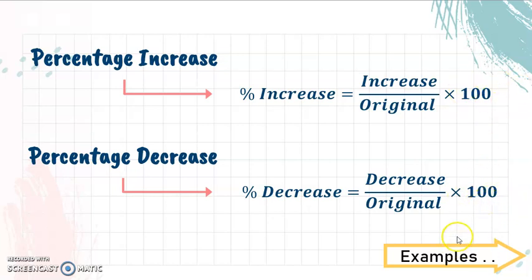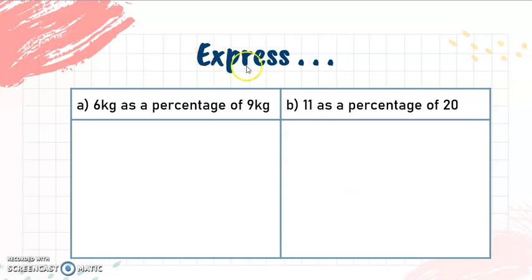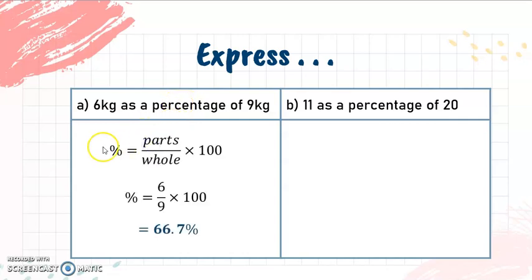Okay, so let's do some example. The first one, express 6 kg as a percentage of 9 kg. Since this question wants you to convert it to a percentage, we have to apply the formula. Percentage equal to part of a number divided by whole number multiply 100. In this case, the part is 6 kilo, divided by 9 kilo, multiply with 100, then we'll get 66.7%.